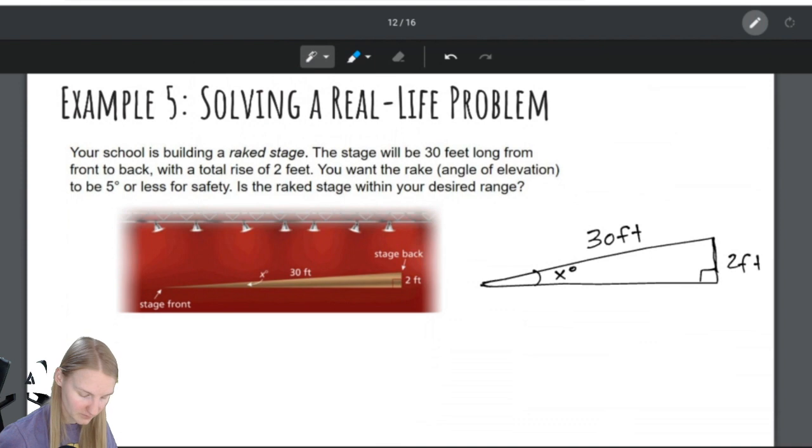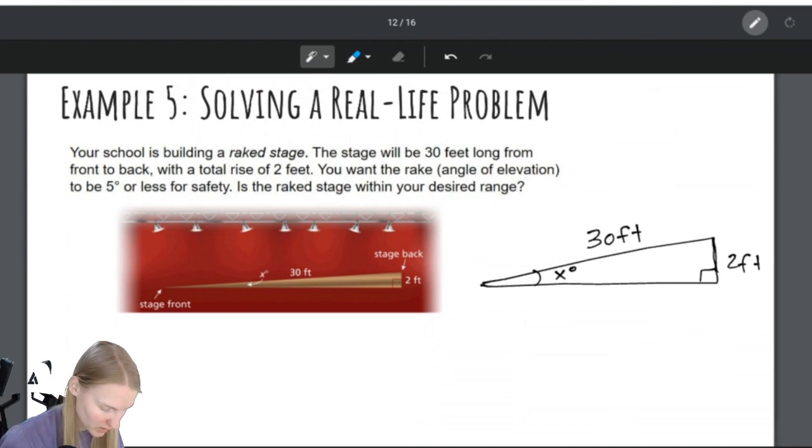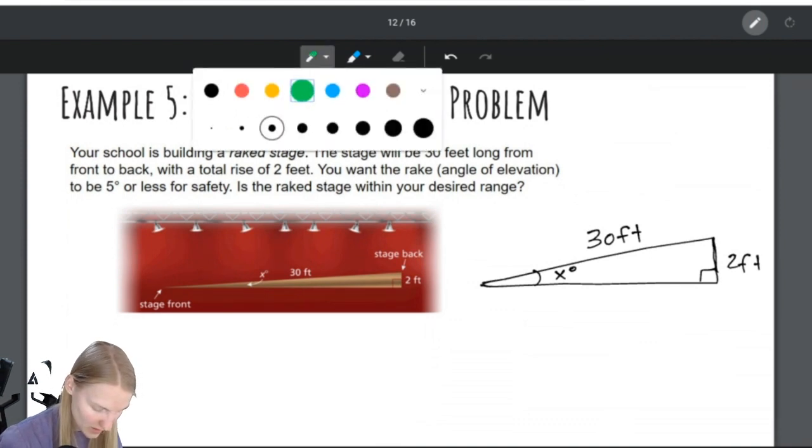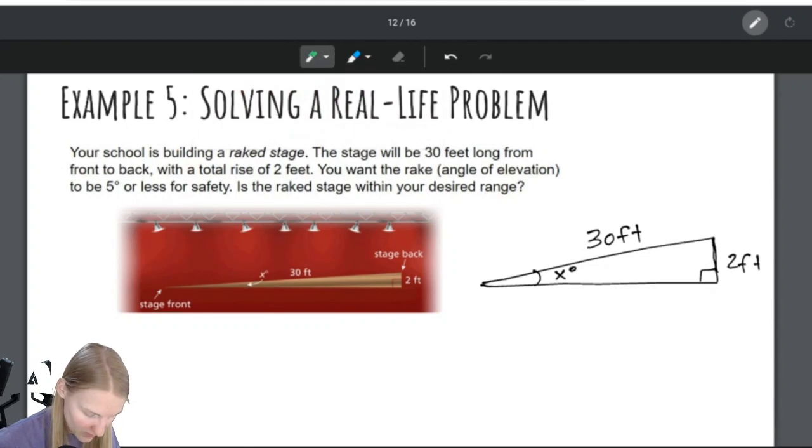Okay, let's switch colors. We haven't used green enough. All right, so if x is the angle I'm looking at, the hypotenuse is always opposite that right angle there. Opposite is always opposite of the angle, and adjacent is whatever we got left over. So, which one am I going to need to use? Let's see, I have the opposite, and I have the hypotenuse. So let's see.